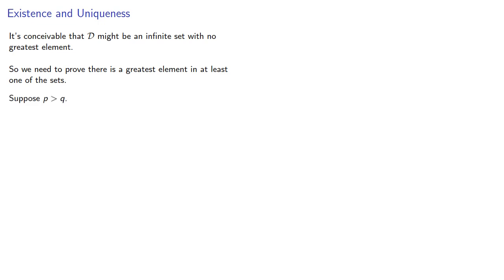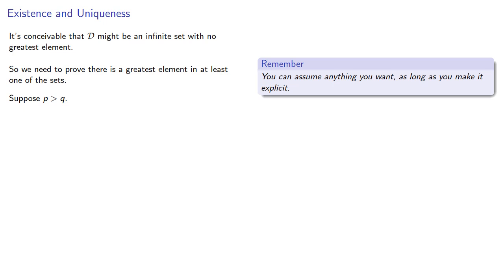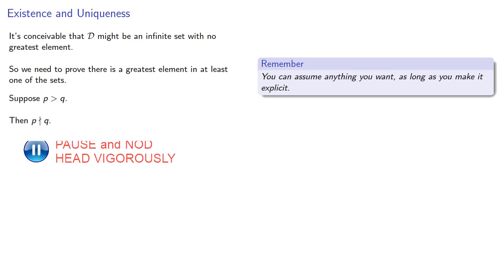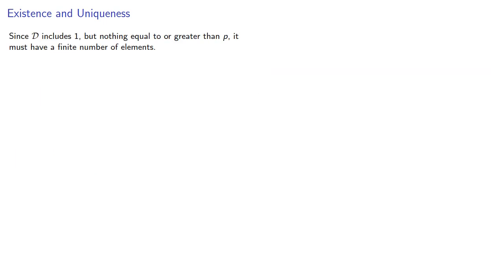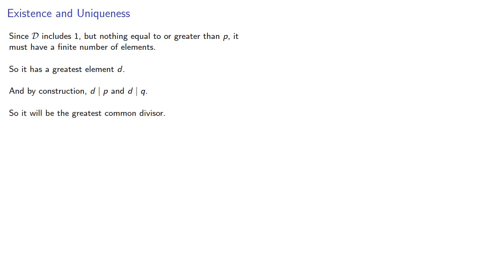So suppose P is greater than Q. Remember, you can assume anything you want as long as you make it explicit, and one of these numbers has to be greater. Then P doesn't divide Q because it's greater. And similarly, if some number P prime is even greater than P, that number can't divide Q. So D can't include any elements P or more, because they won't divide the other number. Since D includes 1, but nothing equal to or greater than P, it must have a finite number of elements. And so it has a greatest element, and by construction, it divides P and divides Q, so it will be the greatest common divisor.